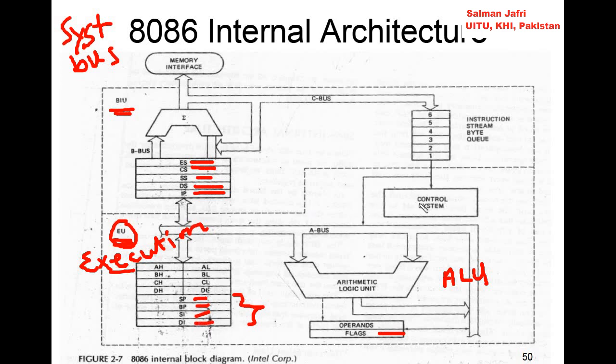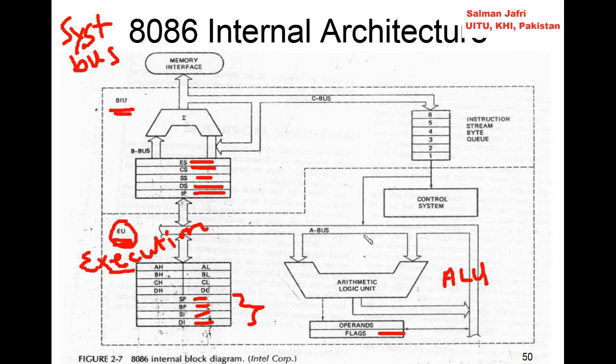Now this control system was the generic control system that would deal with the control of the bus interface unit and the execution unit. As you can see, these were the buses that were shown: the address bus is shown and the control bus is shown. The data bus is not shown, but it was also there because the system bus includes the control bus, address bus, and the data bus.